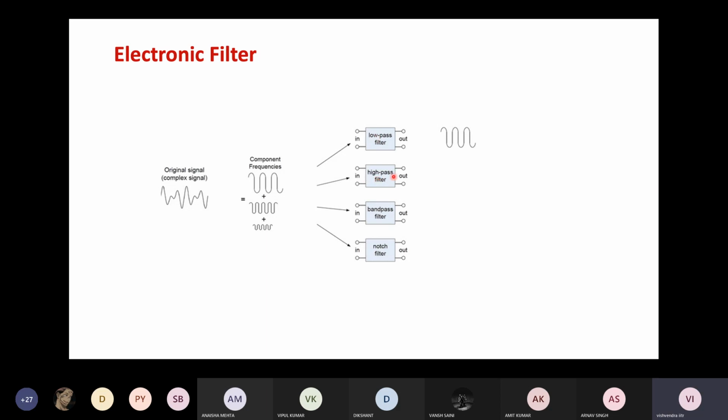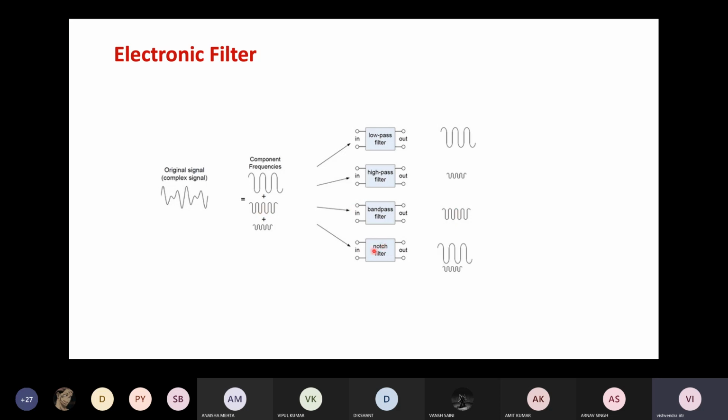Similarly, the high pass filter only allows the high frequencies to pass through, and it blocks all the other frequencies. So only this high frequency signal will be passed through the filter, and all the other signals will be blocked. The band pass allows a certain band of frequencies to pass through. It does not allow extremely low, and it does not allow extremely high frequencies as well. So it allows only the medium frequency signals to pass through. So this signal will be passed through the filter.